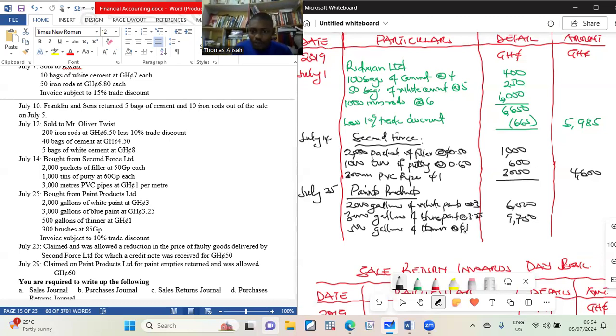At, by the time you finish this, you should know some of the building materials. All right. So that will be 500, right? Then there's even another one, 300 brushes at 85 pesos. So that's 0.85 cedis. So 300 by 0.85. That is 225. Since the discount is covering everything, that's why we total it.